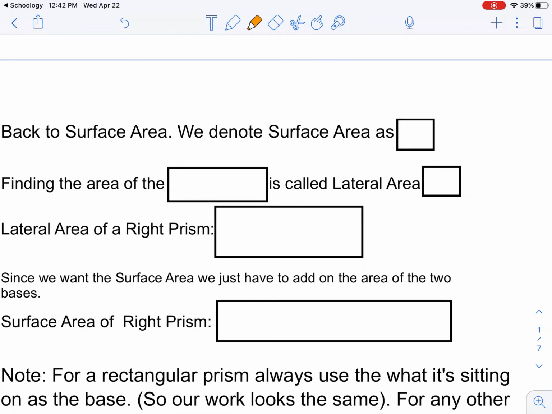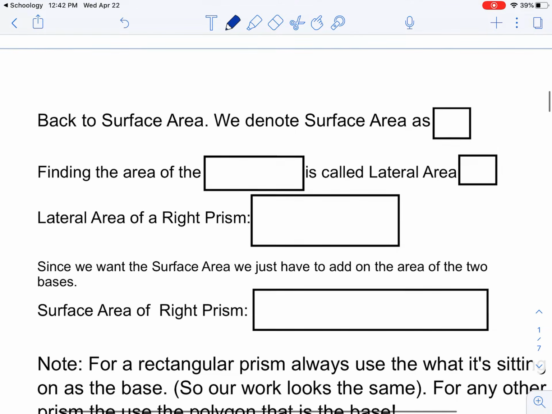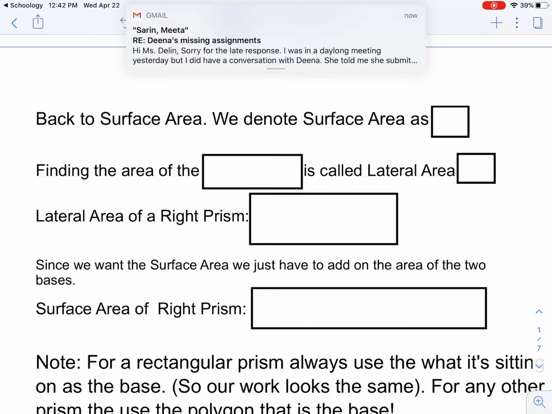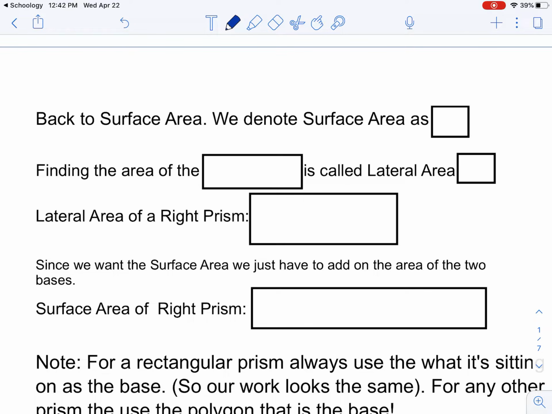Okay, so let's get on to the formula. Let me change my pen here. Back to surface area. Surface area is everything that you can touch on the prism. So that's all the lateral faces and the bases. Surface area is denoted by the variable capital letter T. The reason it's capital T and not S is because it's actually total surface area.